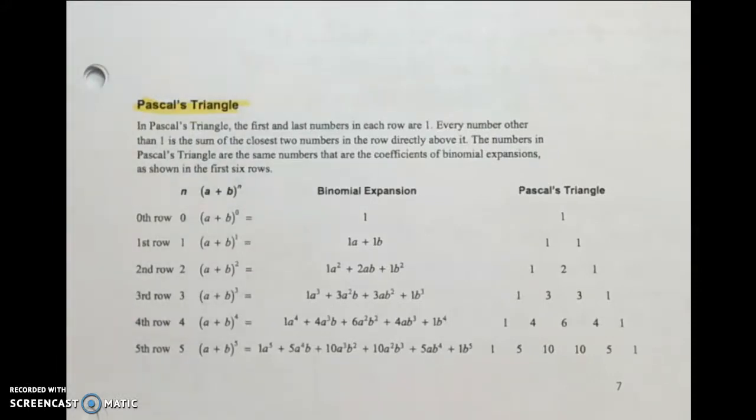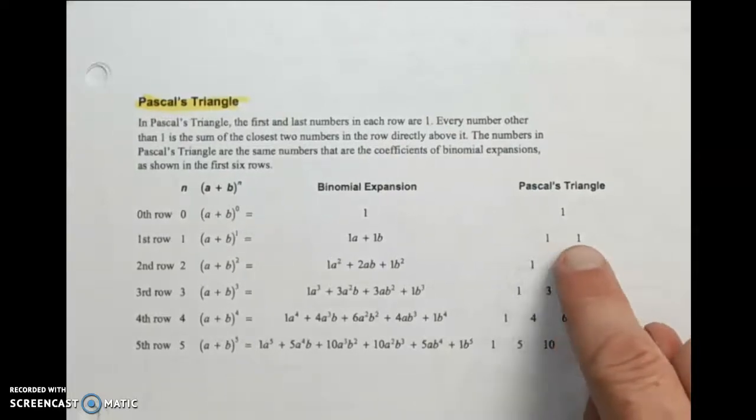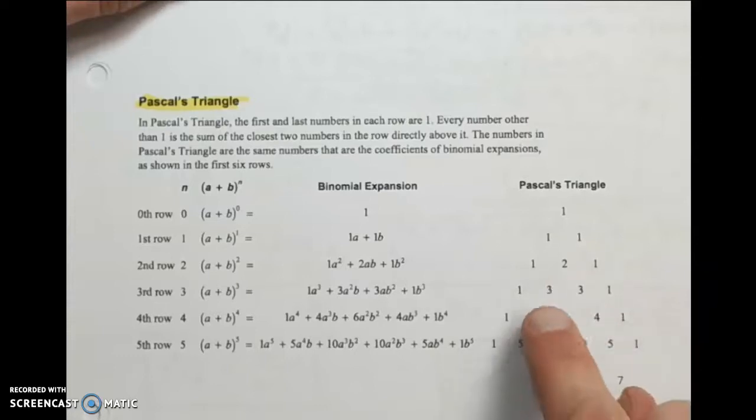Pascal's triangle. In Pascal's triangle, the first and last numbers in each row are 1. Over here. Every number other than 1 is the sum of the two closest numbers in the row directly above it. So, for instance, 1 plus 1 is 2. 3 plus 3 is 6.